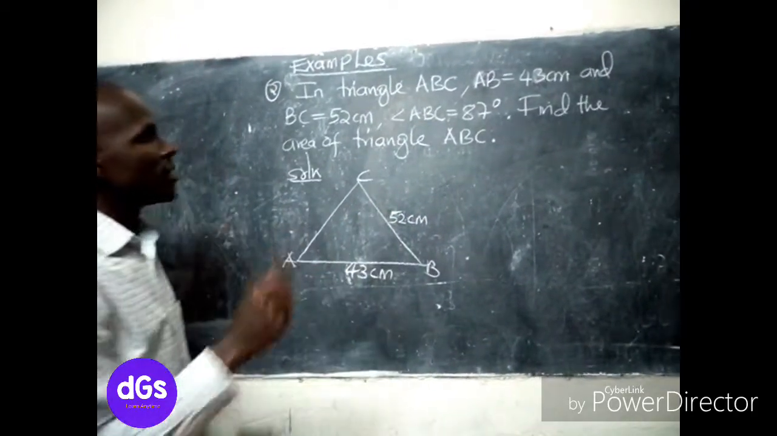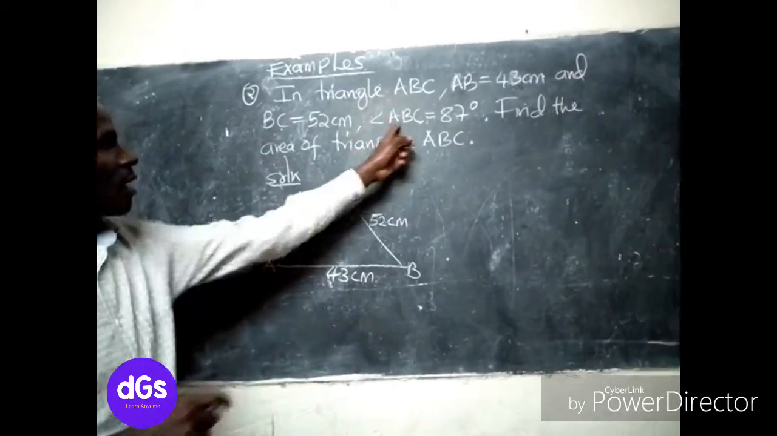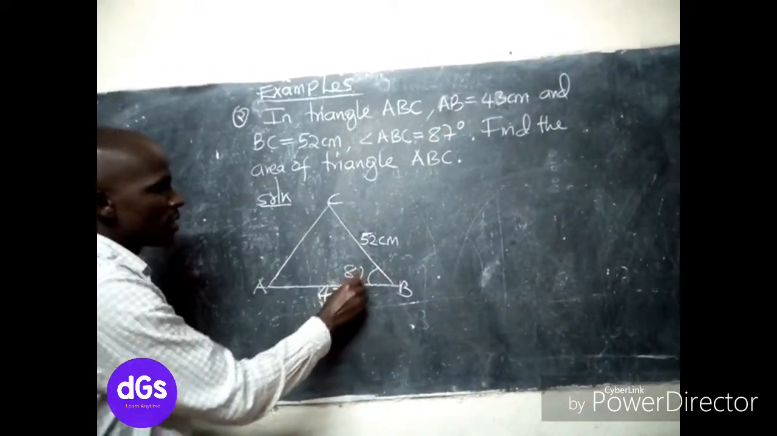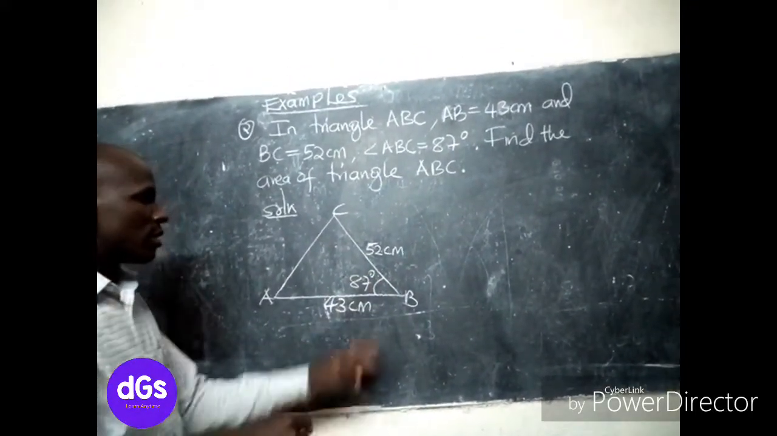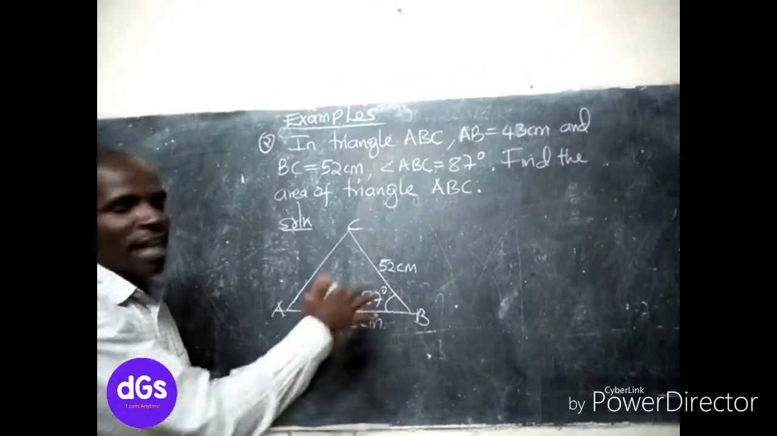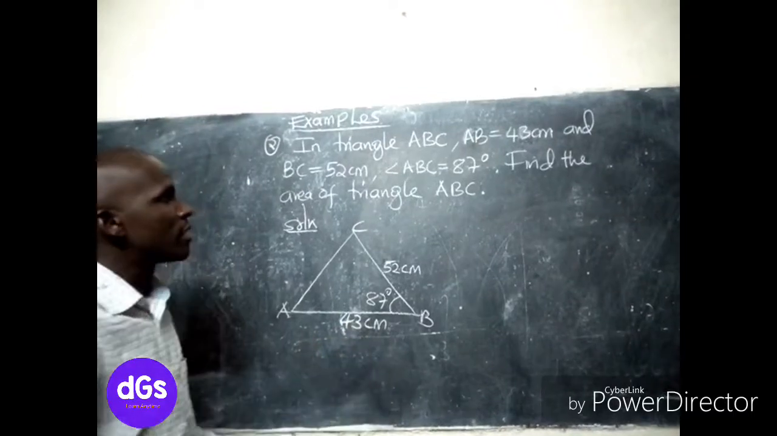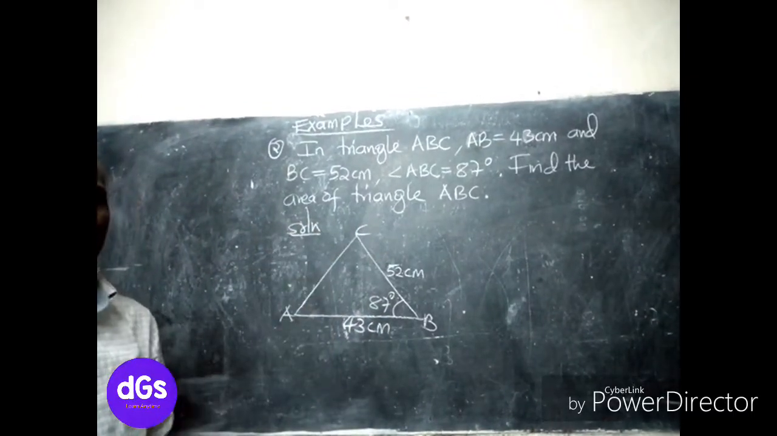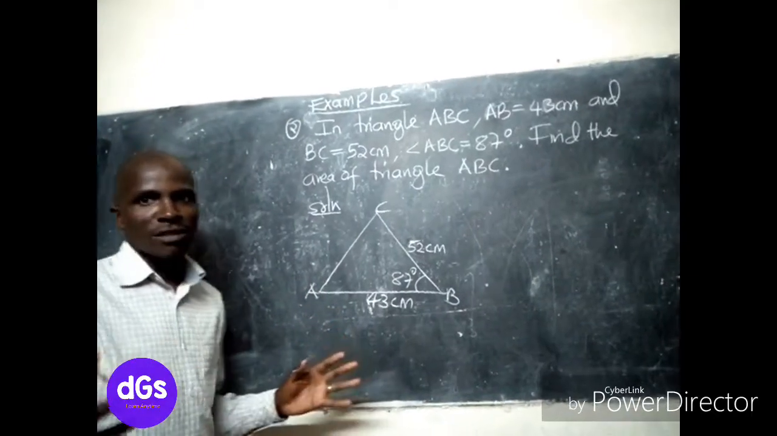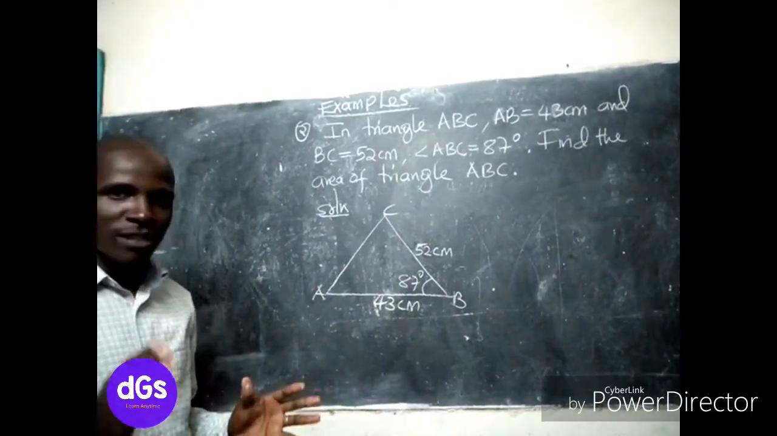Wonderful. Now, the next thing is angle ABC. Angle ABC is 87, so we're given that this angle is 87 degrees. Of course it should be drawn as 87, but this is just a sketch, so we can have it this way. Find the area of the triangle. In this kind of question, you need to specify which of the three formulas we had talked about to use.